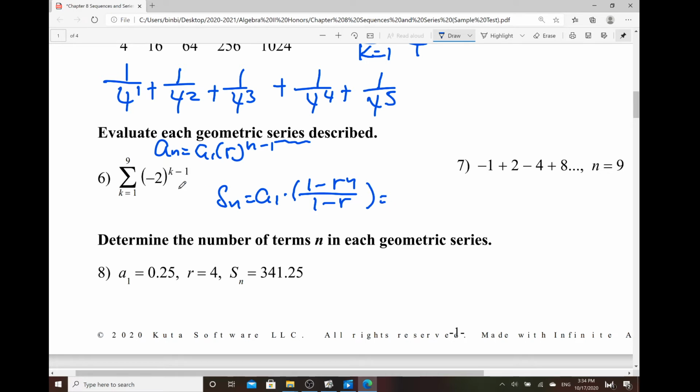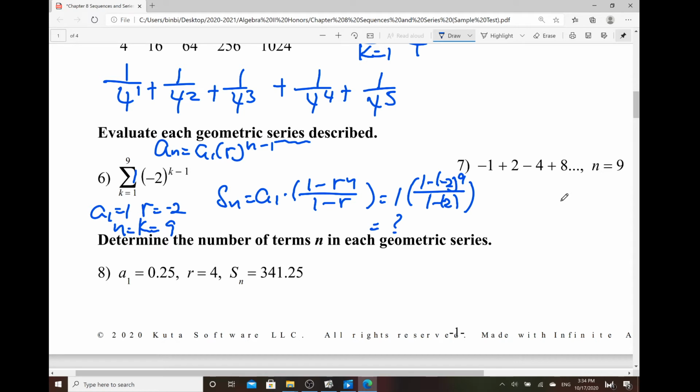So a sub 1, that would be considered 1 coefficient here. And then common ratio, that's negative 2. And the value of n, which is the value of k, so then that would be 9. So this one is like 1 times 1 minus the common ratio, which is what, negative 2, to the power of 9. And then all over 1 minus negative 2. Okay, and then the rest of this, evaluate.